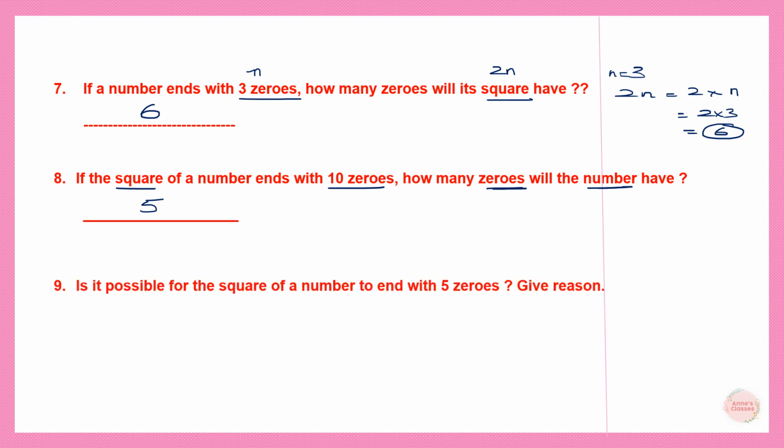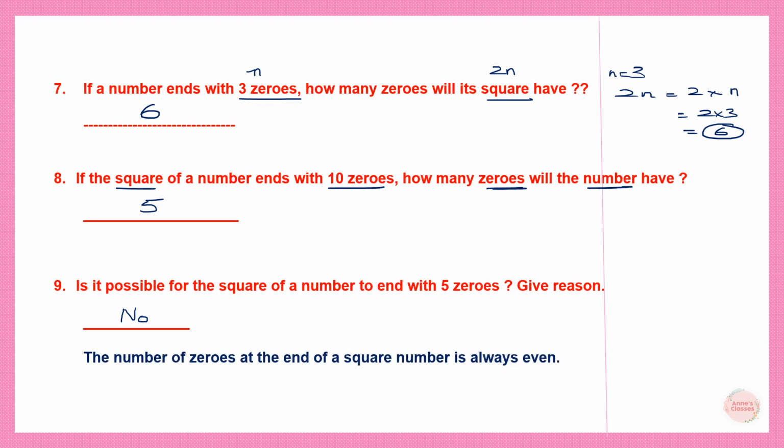Next one. Is it possible for the square of a number to end with 5 zeros? It's not possible because the squares of numbers always end in an even number of zeros. So the answer is no. First you say, is it possible? No, it is not possible. What is the reason? The reason is the number of zeros at the end of a square number is always even, and 5 is not an even number. 5 is an odd number, so it's not possible for a square to have 5 zeros.